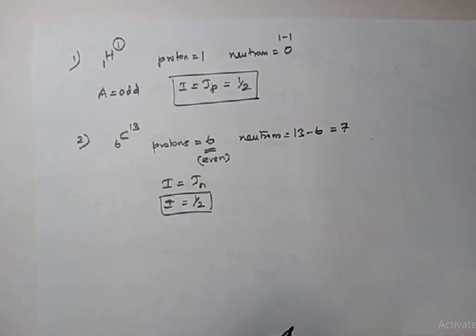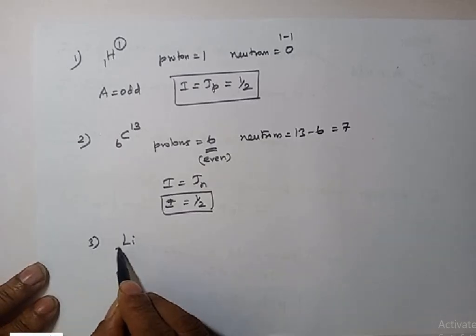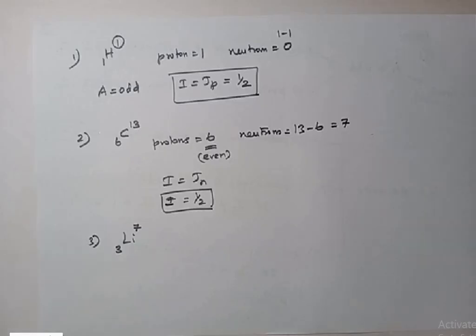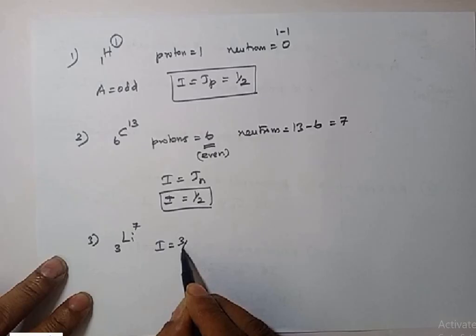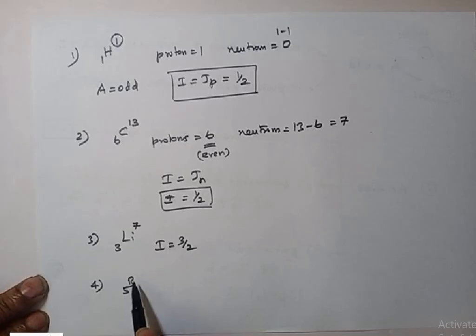Now, I'll give you one example. Lithium 3, mass number 7. Try this one. Yes, for lithium 7, your answer is correct. I is equal to 3/2. Good. Now, I'll give one more example. You try this: B-11.